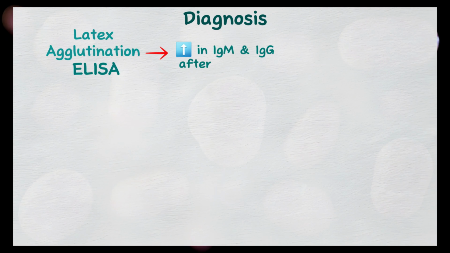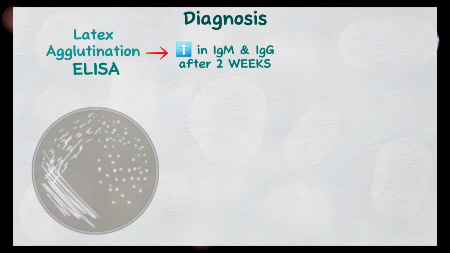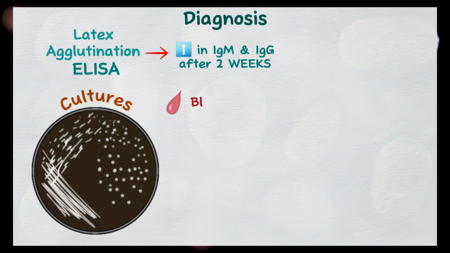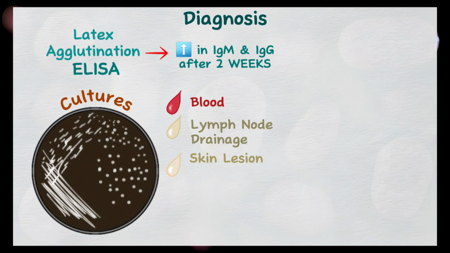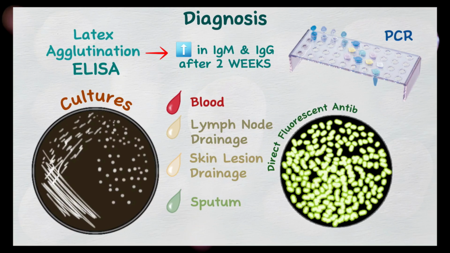Diagnosis of tularemia is primarily based on serologic tests, such as latex agglutination or ELISA, which demonstrate an increase in both IgM and IgG antibodies after 2 weeks of infection. Alternatively, Francisella tularensis can be cultured from biological samples, including blood, lymph node drainage, skin lesion drainage, or sputum. Additionally, there are rapid tests available for detecting Francisella tularensis, such as PCR and the direct fluorescent antibody test, although these are not yet widely accessible for routine testing.